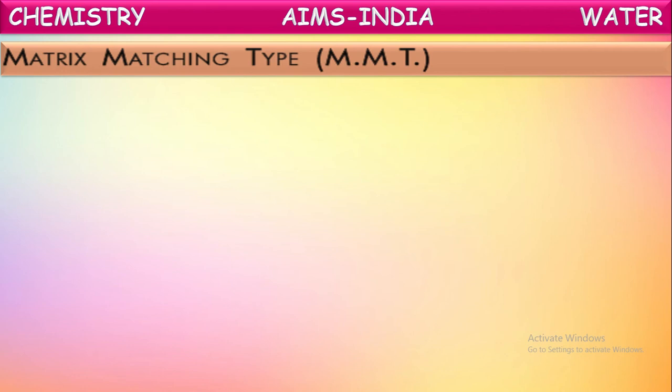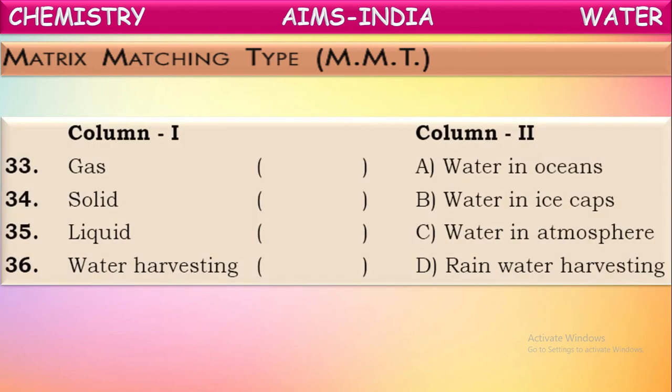Next, matrix matching type questions. So you see here they have given two columns. Try to match this. First one, gas. In column one, it is given gaseous form of water, and in column 2, water in the atmosphere.